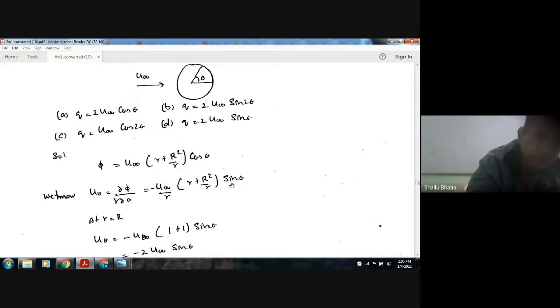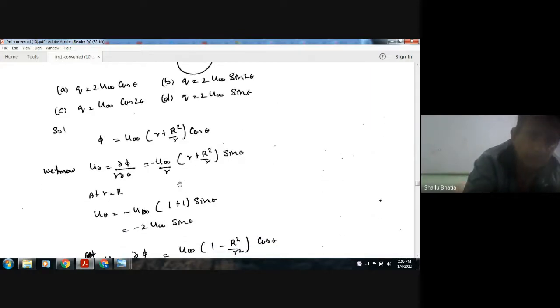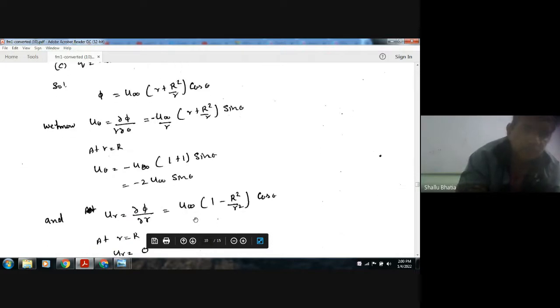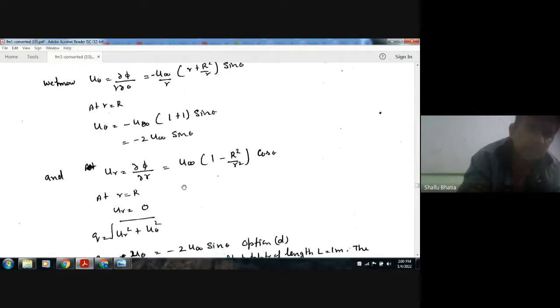So this is sin θ. At r = R, putting r = R, we get 1 + 1, 2 sin θ. It should be minus here. It will come out as 2 sin θ. One should be plus, another should be minus. u_r is ∂φ/∂r, and this will be 1 minus R² over r² times cos θ, differentiating it.